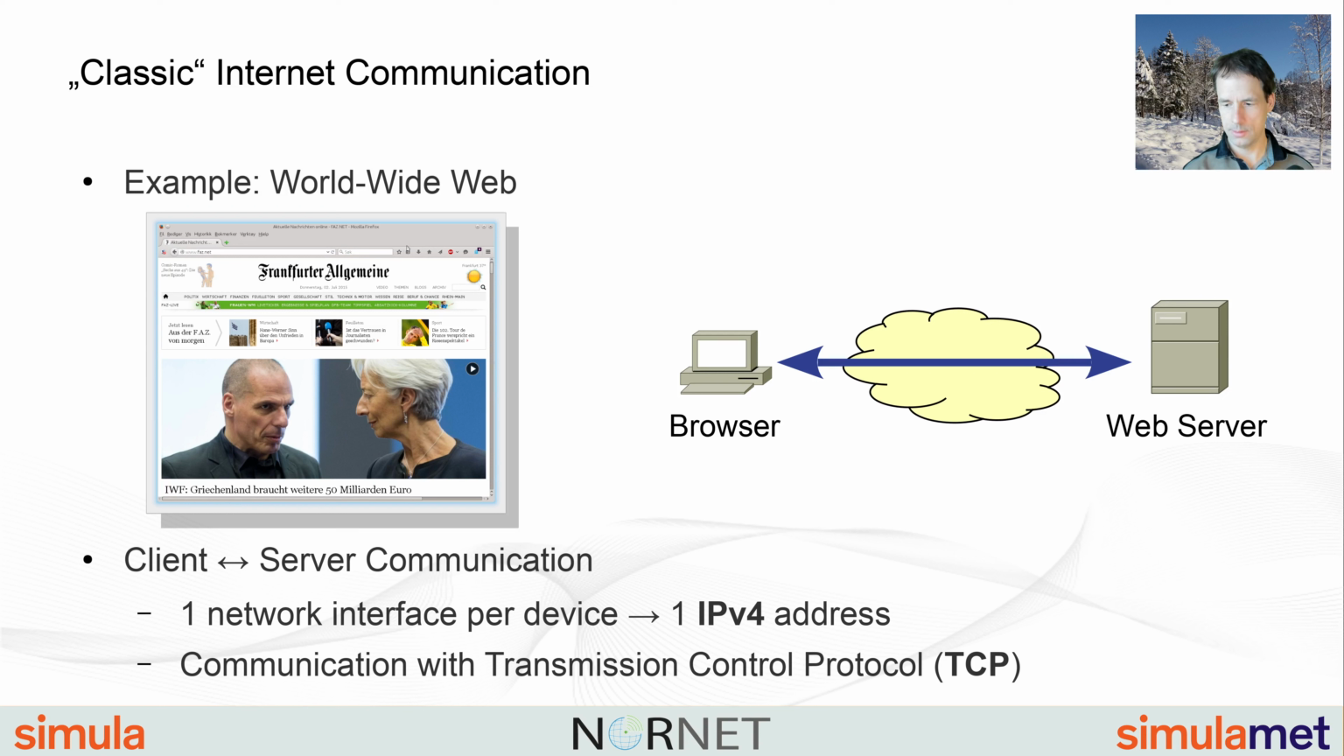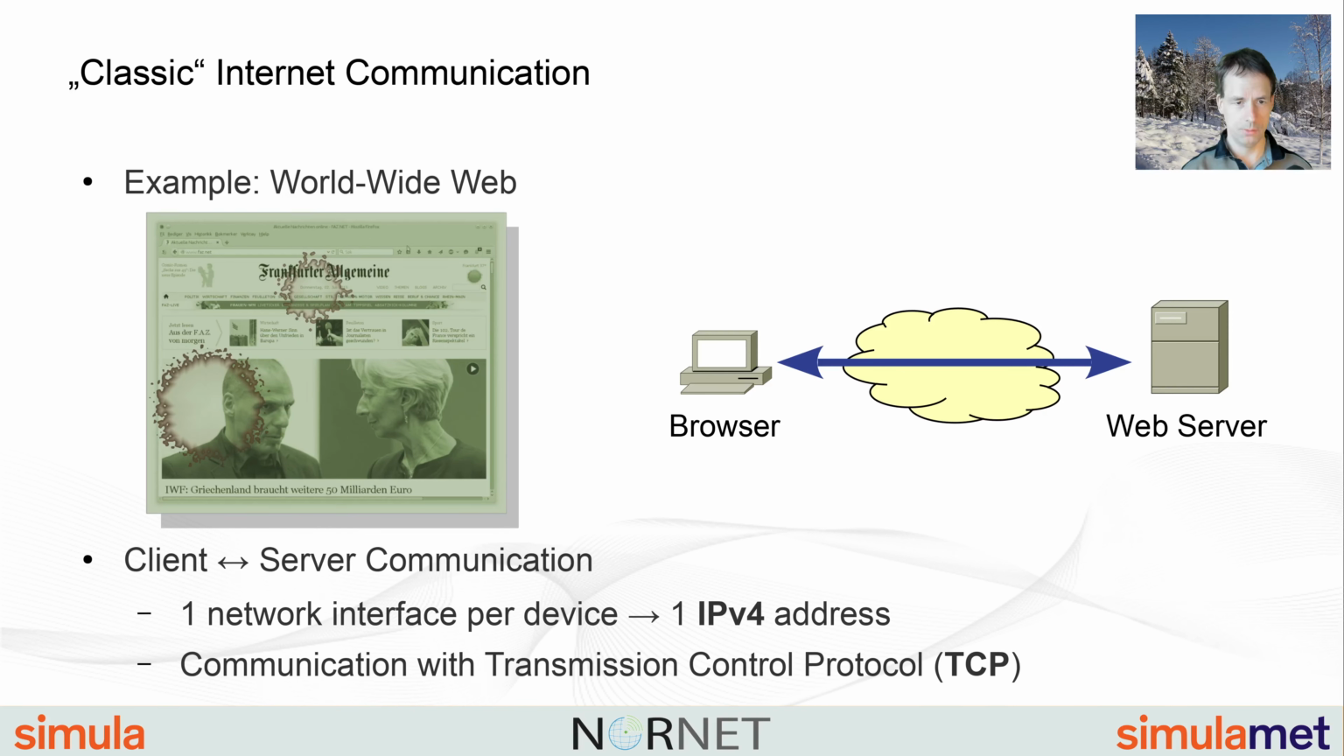That is, you have one IPv4 address for the browser, one IPv4 address for the web server, and then you establish a TCP connection with three-way handshake. This is of course, as I've said, classic internet communication. It's the way the internet has been working for around 40 years now.